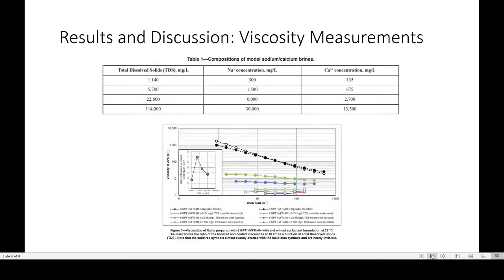This is Table 1, showing the composition of the model sodium and calcium brines, and this shows you the details of Figure 3. So, viscosities of fluids prepared with 6 GPT HVFR anionic with or without surfactant formulation at 25 degrees C. The inset shows the ratio of the boost to control viscosities as a function of total dissolved solids.